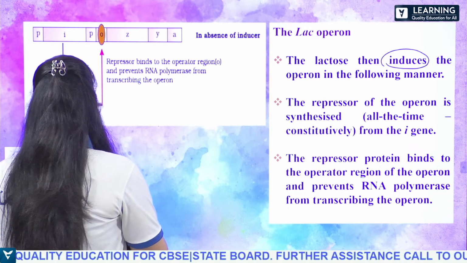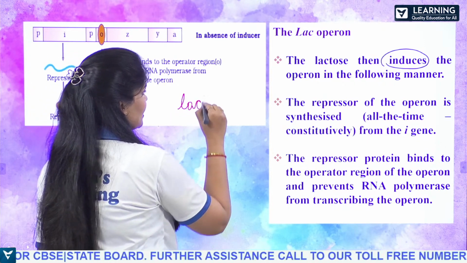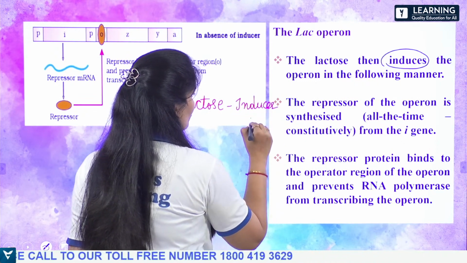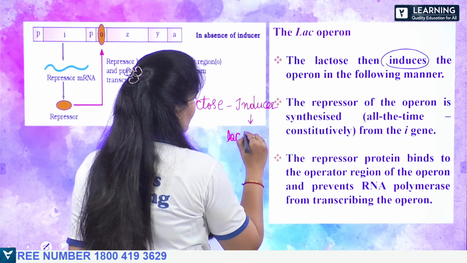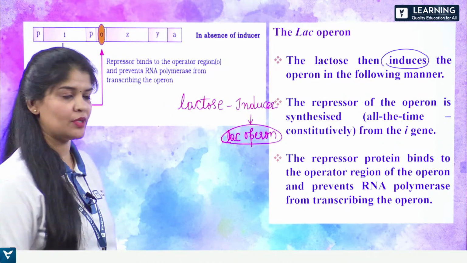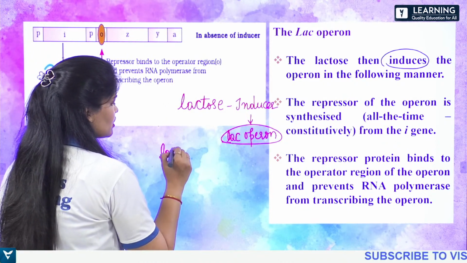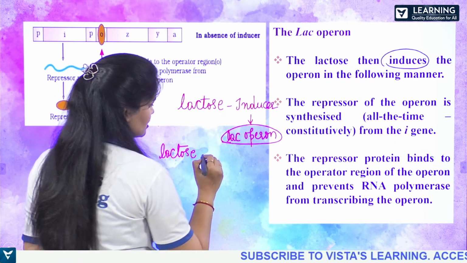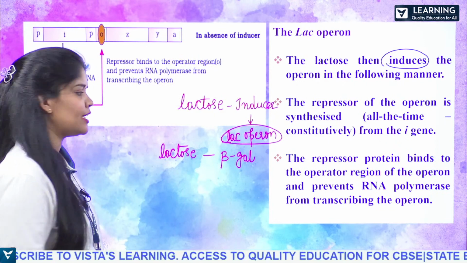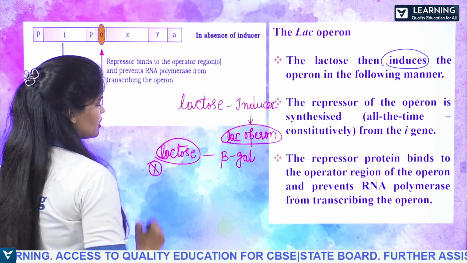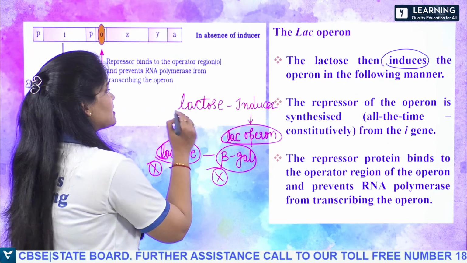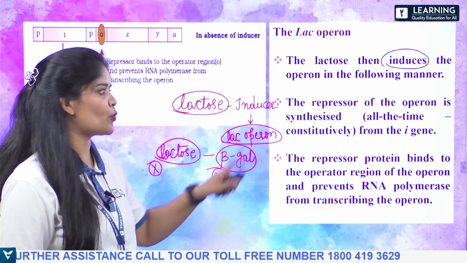We now said that lactose is acting as an inducer for the lac operon. Why have we selected this lactose for inducing this process? Because the presence of lactose requires the presence of beta galactosidase. If there is no lactose, we don't need beta galactosidase. That is why we consider lactose as an inducer for the lac operon.